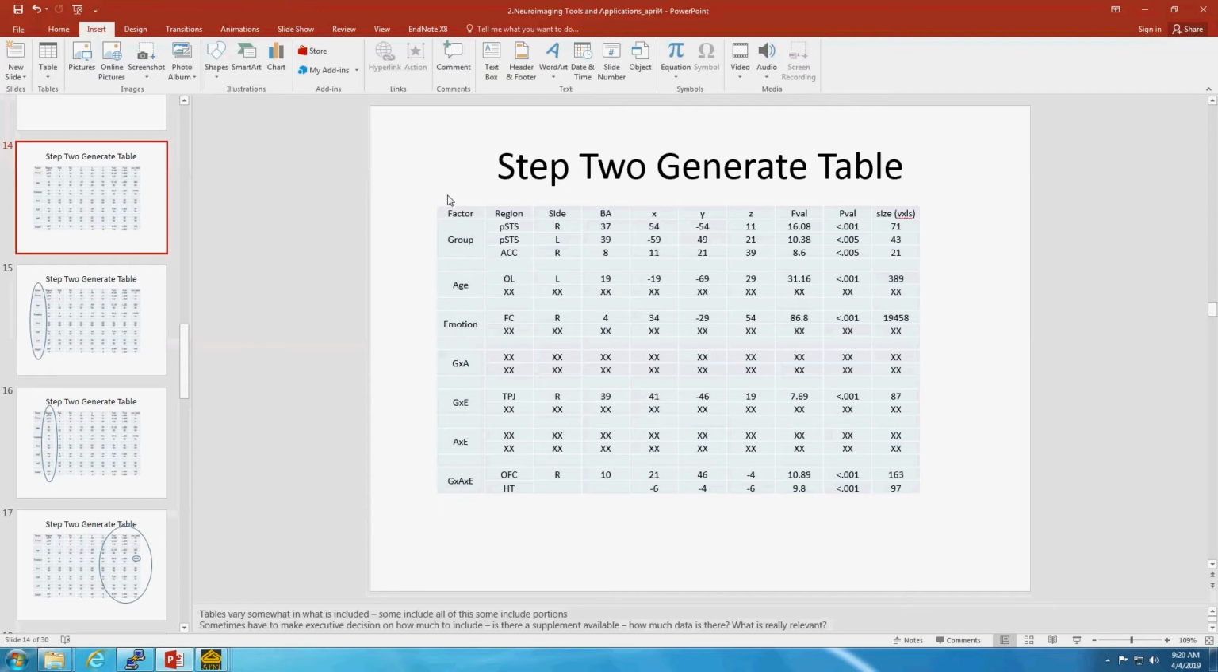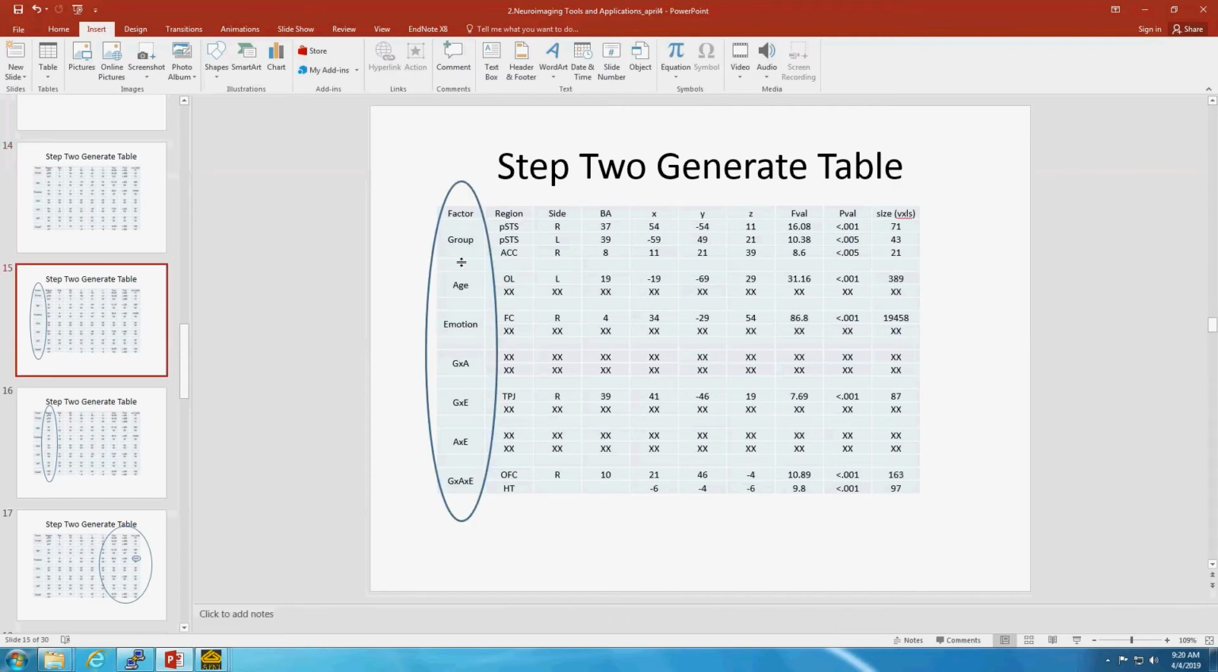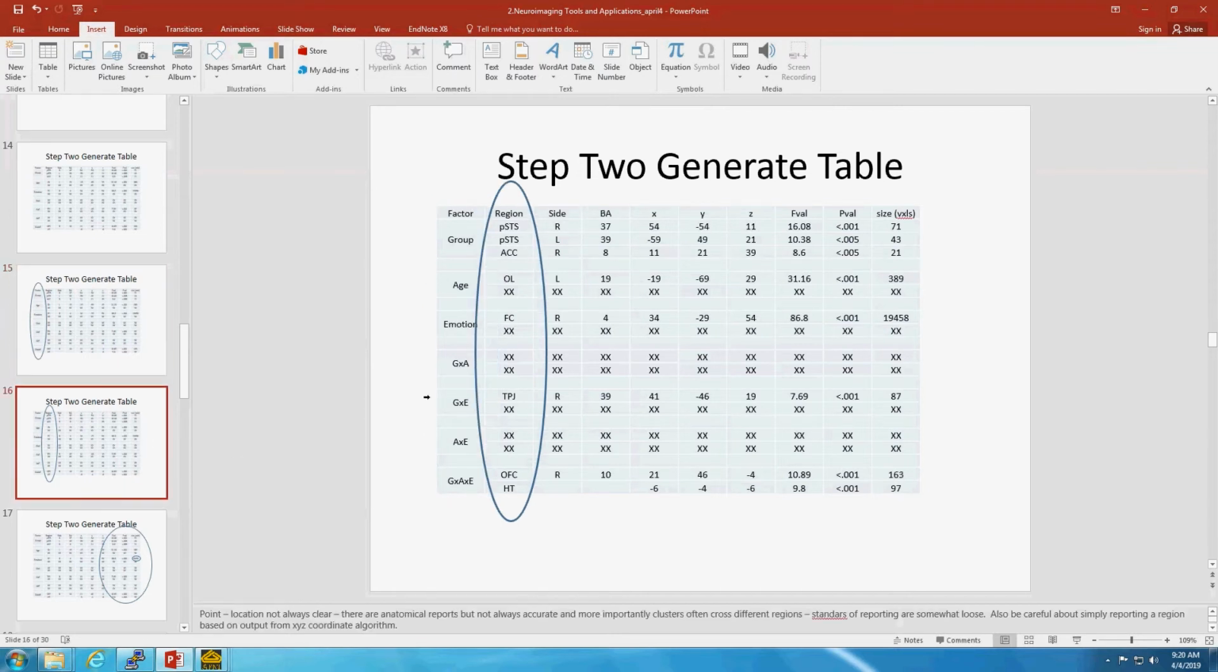Let me walk through this. You have your ANOVA factors: your group factor, your age factor, your emotion factor, group by age, group by emotion, age by emotion, and the three-way interaction. Next to each one of these, you have where those effects are at a global level.